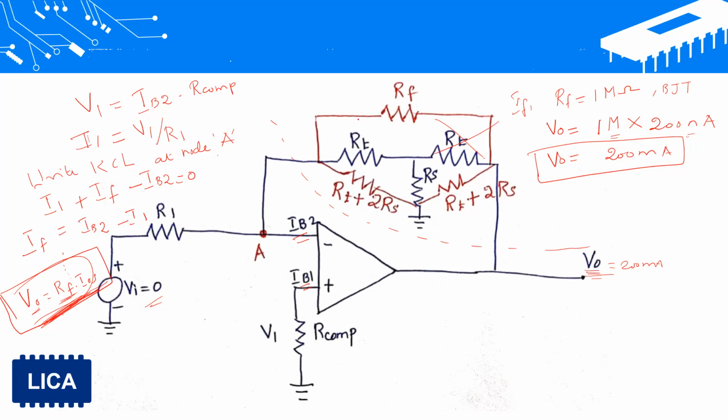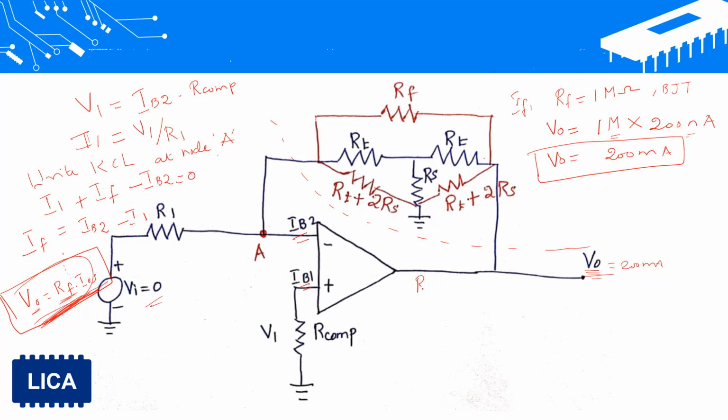So we have to introduce this T-shaped network here. To compensate that V naught, in this step we are going to add a T-shaped network like this. Using this T-shaped network, we can reduce that effect.